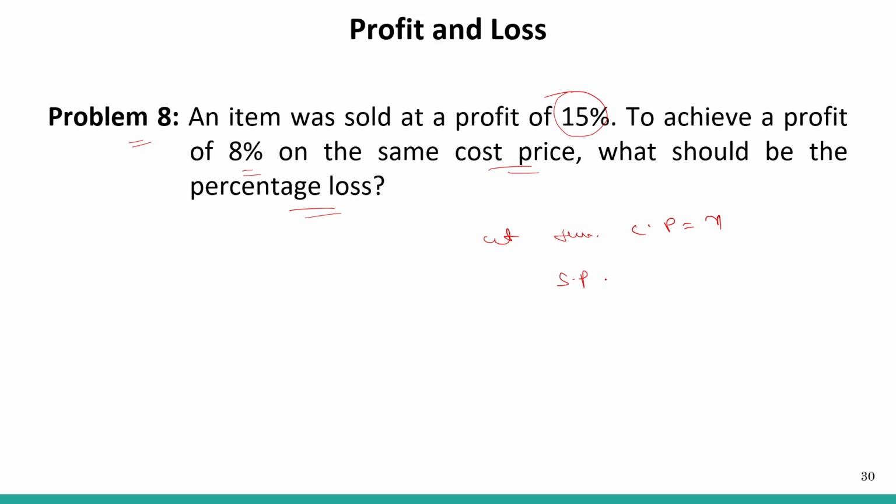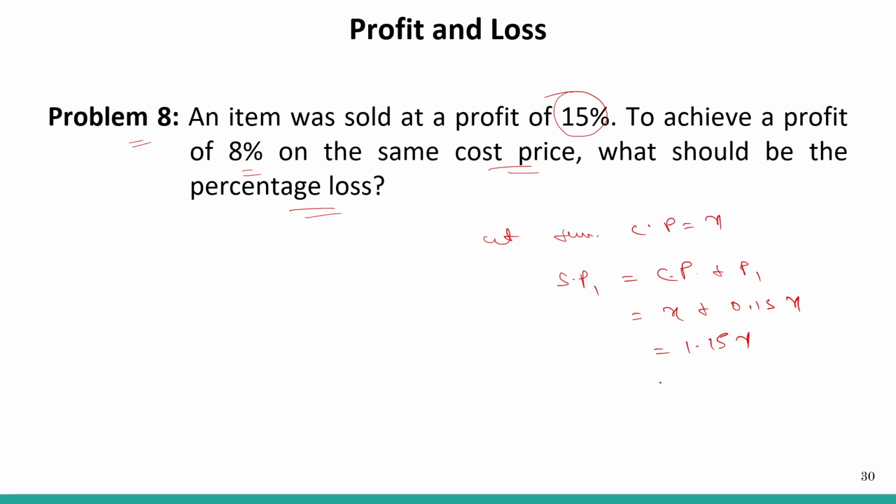So selling price 1 is equal to what? CP plus profit 1, right? So this is equal to X plus 0.15X, so it is equal to 1.15X, that is the SP1, the selling price 1. So to achieve a profit of 8% on the same cost price, what should be the percentage loss?